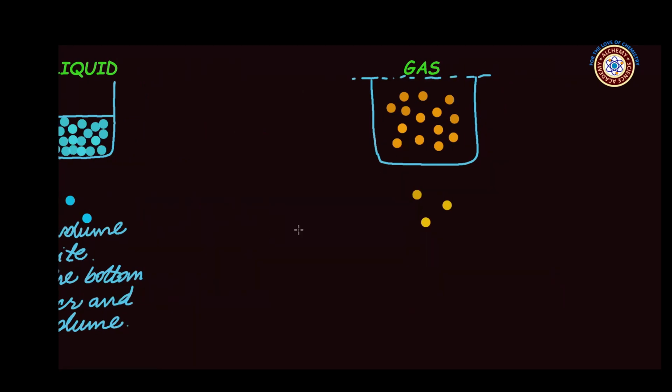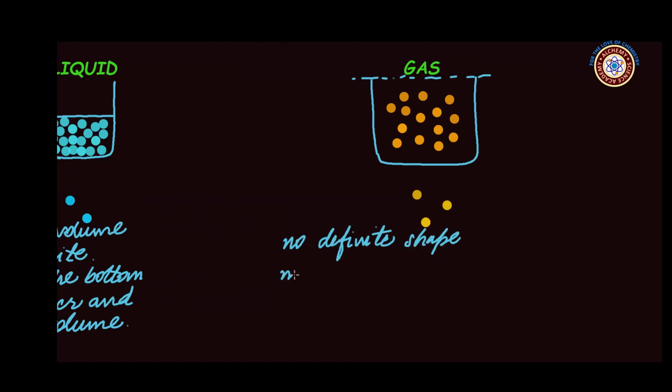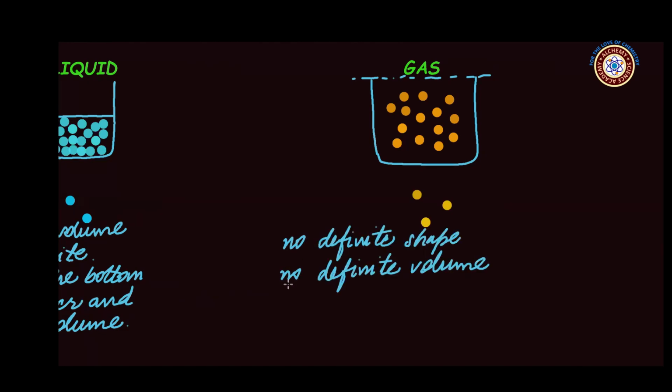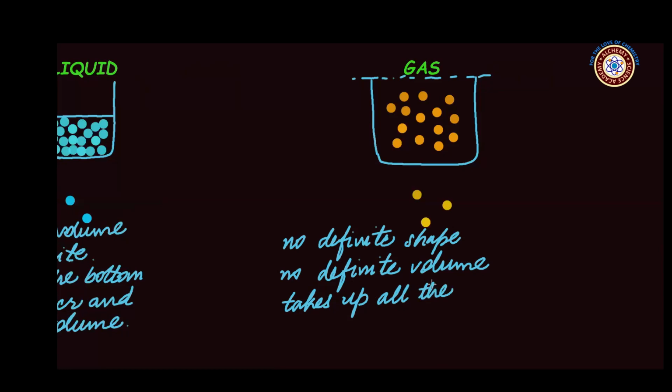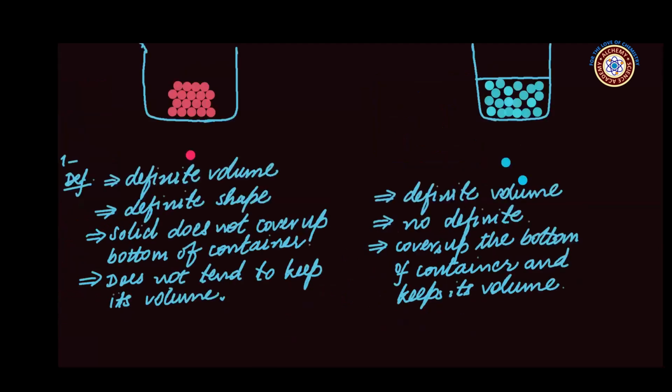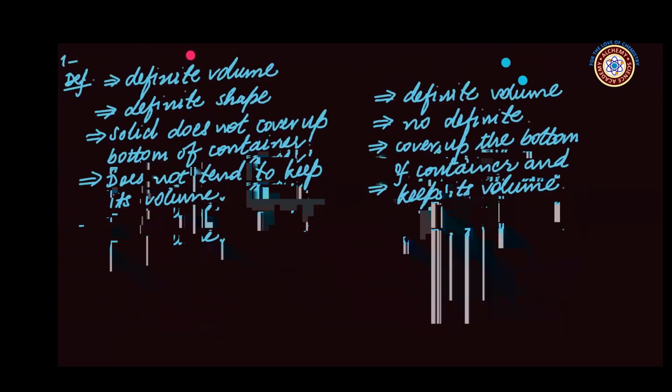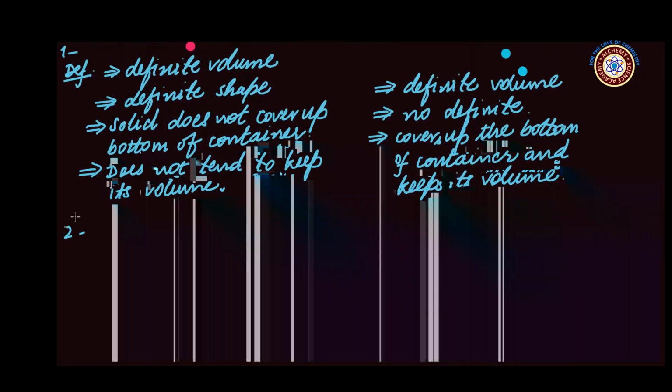Gas is the physical state of matter which neither has a definite shape nor a definite volume. Gas tends to occupy all the space available to it. Now let us move on to the second property of states of matter, and that is arrangement of particles.